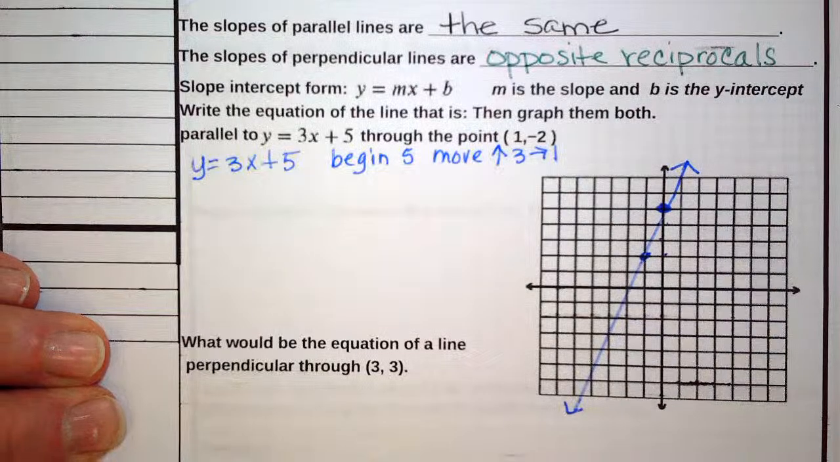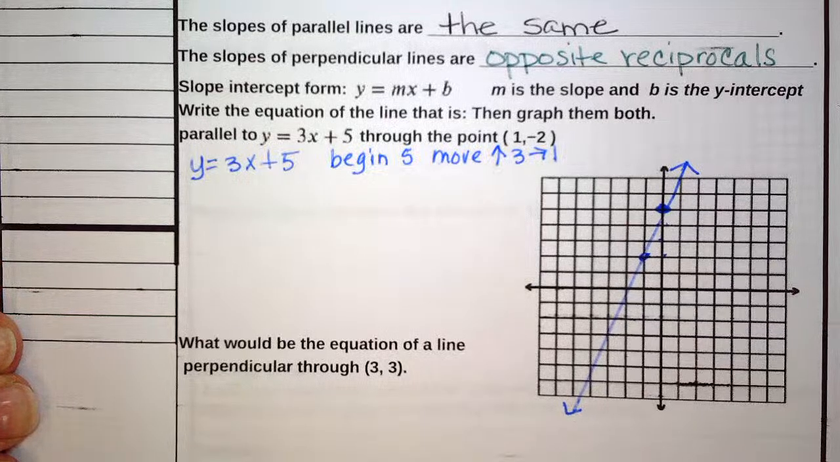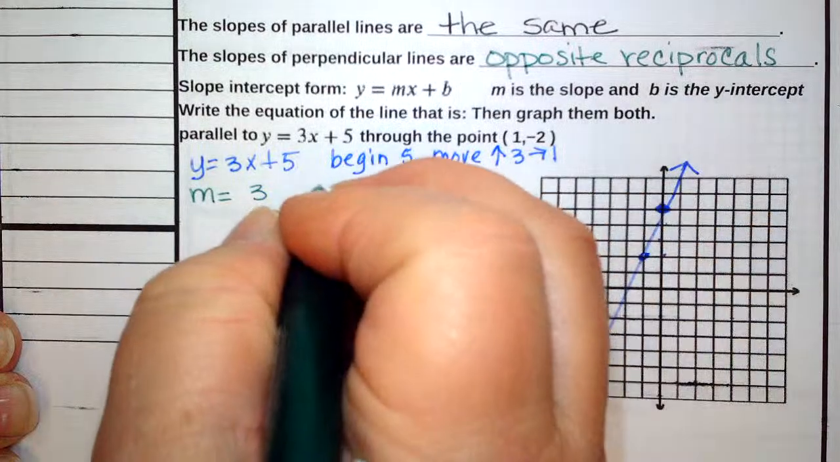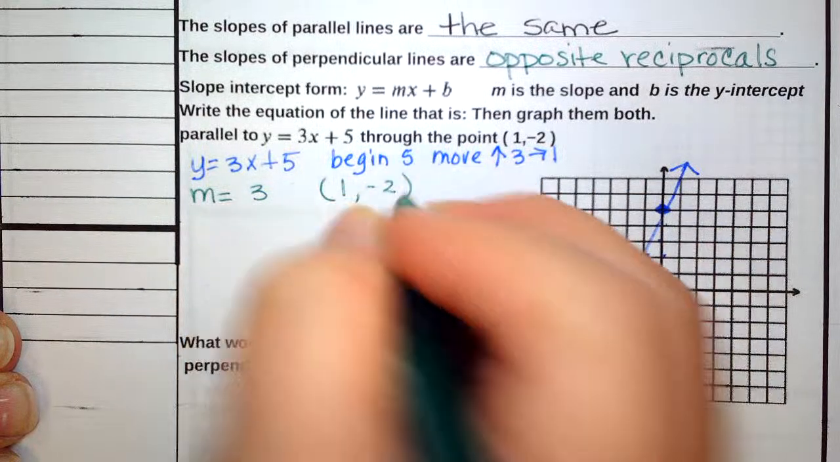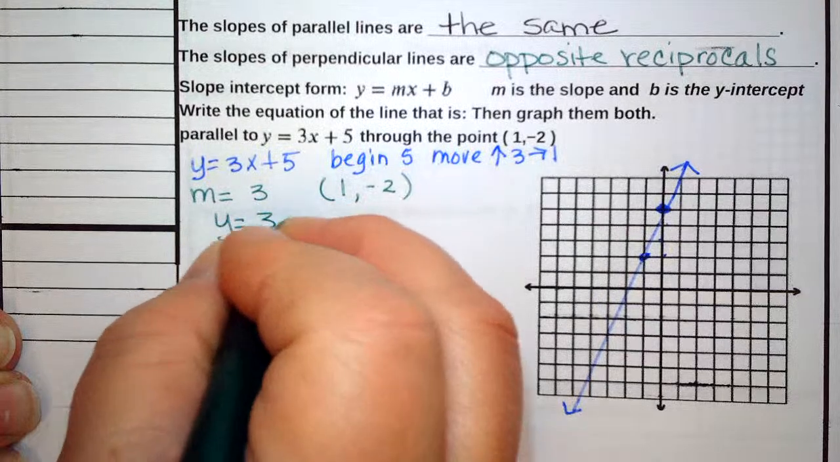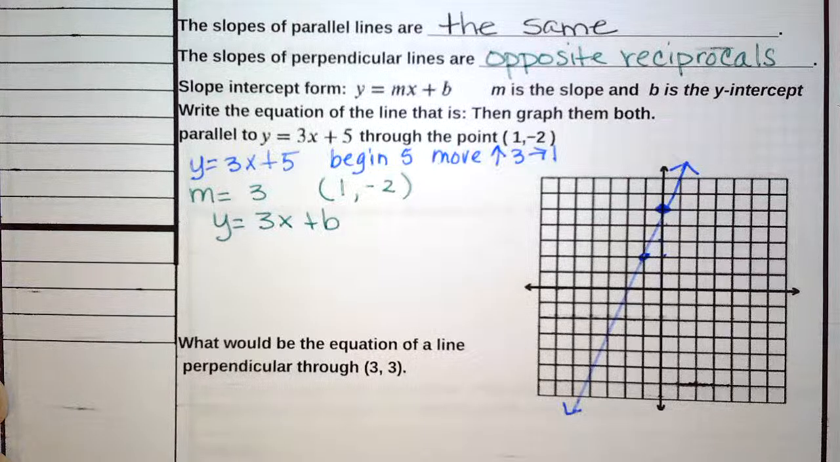Okay, what about if we want it parallel? Well, if we want it parallel, first thing we know is that the slope is the same. And it goes through that point (1, negative 2). So we're still of that generic form y equals 3x plus b. We're going to substitute in negative 2 and 1 so that we can find b.